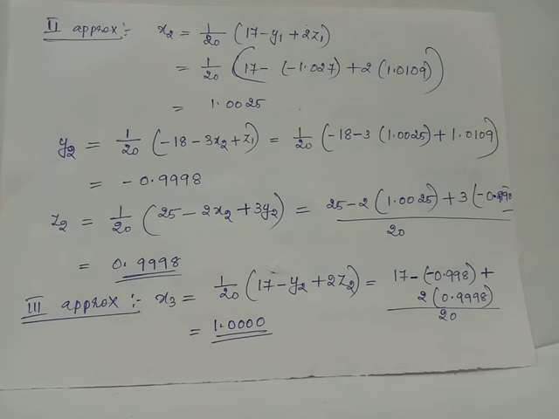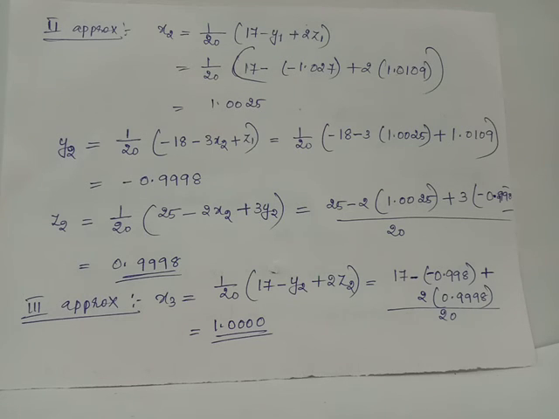We have z2 equals 1 by 20 times (25 minus 2x2 plus 3y2), where values of x and y are taken from this current iteration itself. We have x2 equals 1.0025 and y2 equals minus 0.9998 taken from this iteration itself. Giving these values, we will get z2 equals 0.9998.